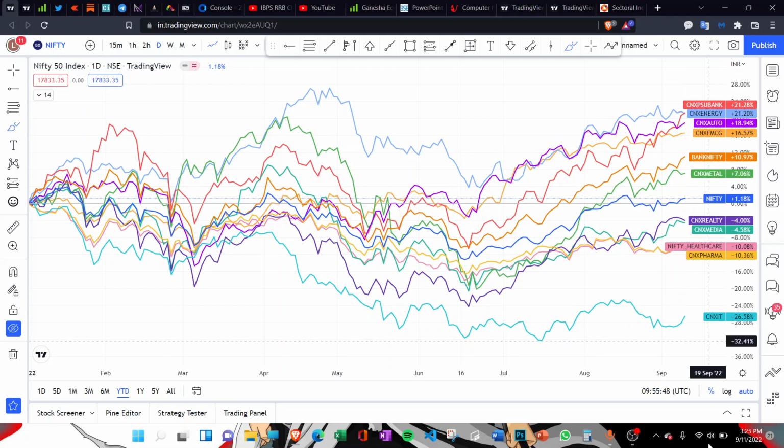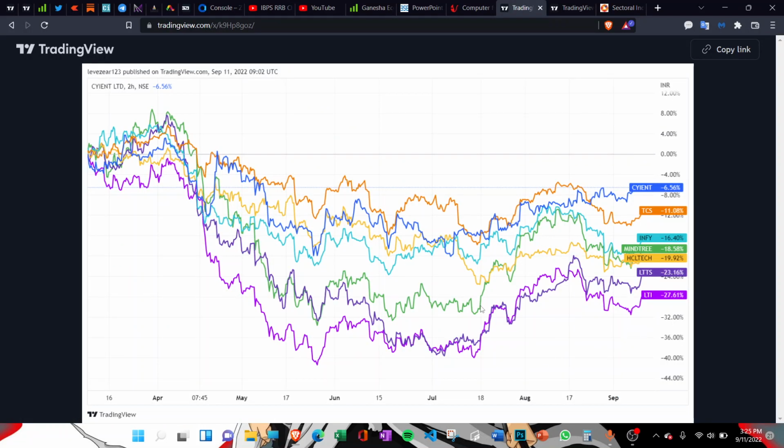So let's suppose I have a contrarian view on IT. So I'll take a look at the stocks belonging to the IT sector and find the leaders. Here I have taken a few names belonging to the IT sector, and this is the chart of the last 6 month returns of these stocks. As you can see, they all have given negative returns, LTI being the most falling stock at around minus 27.61%.